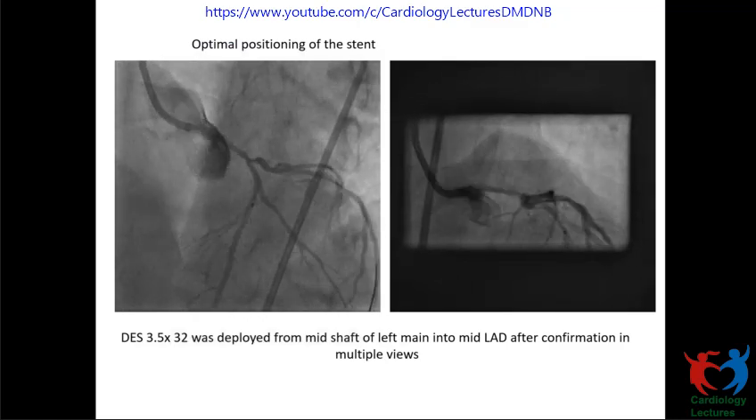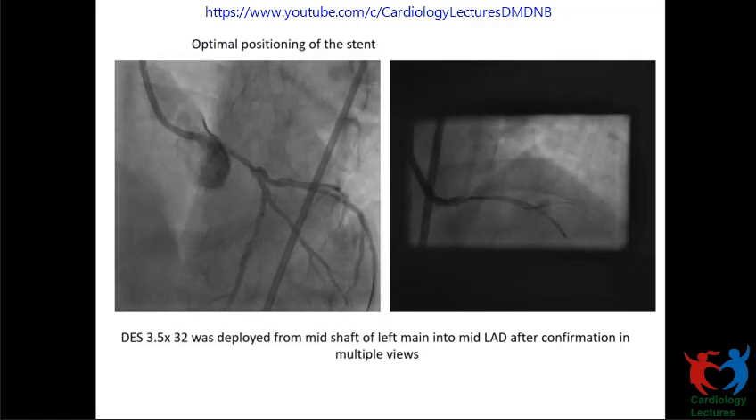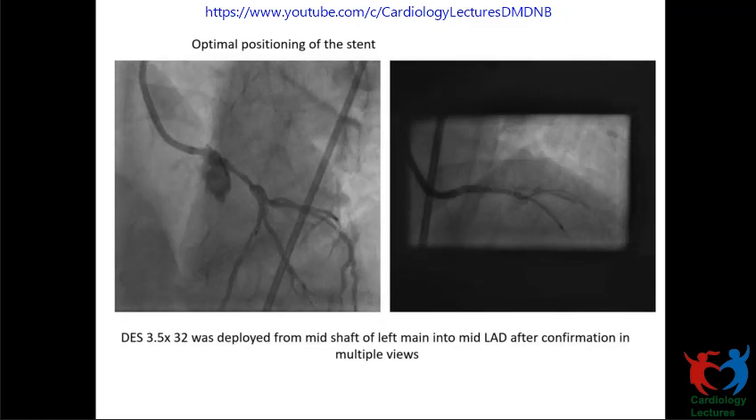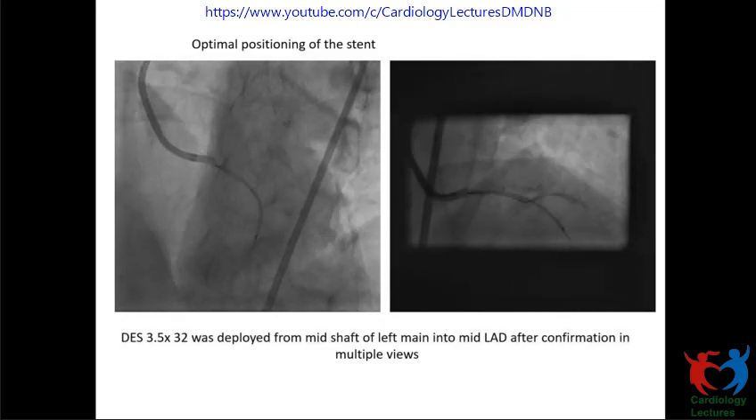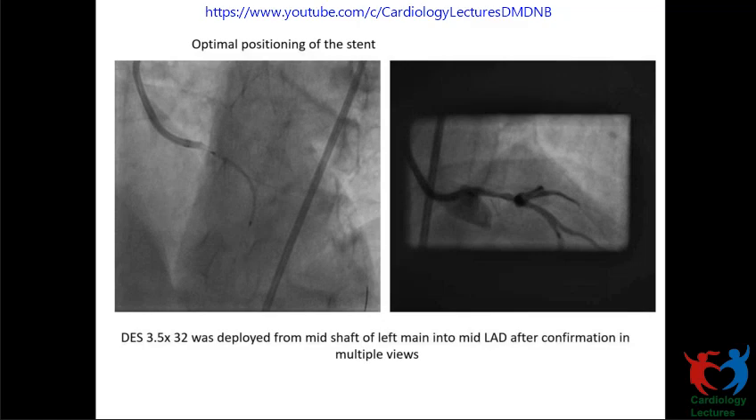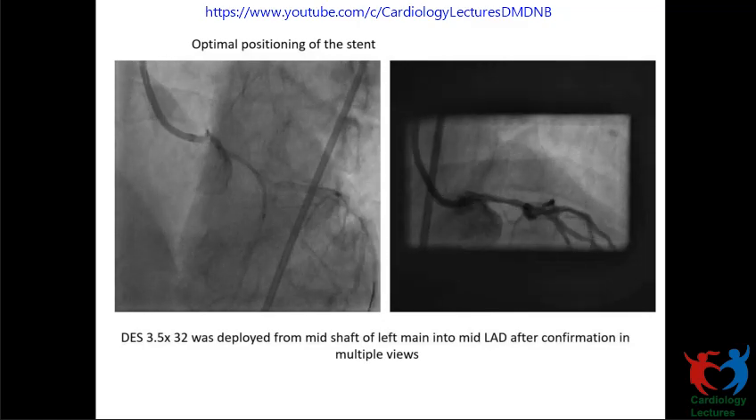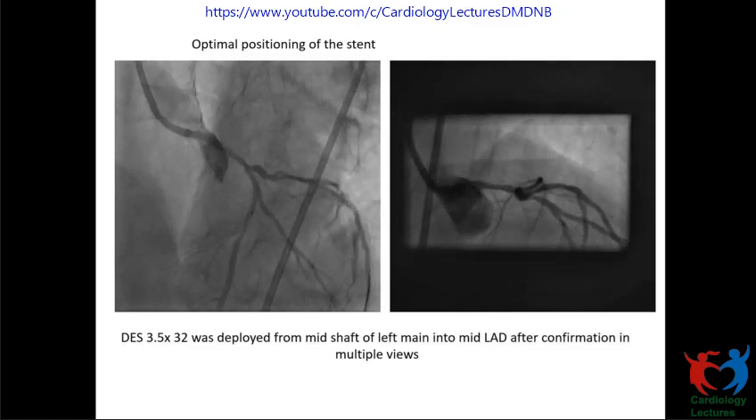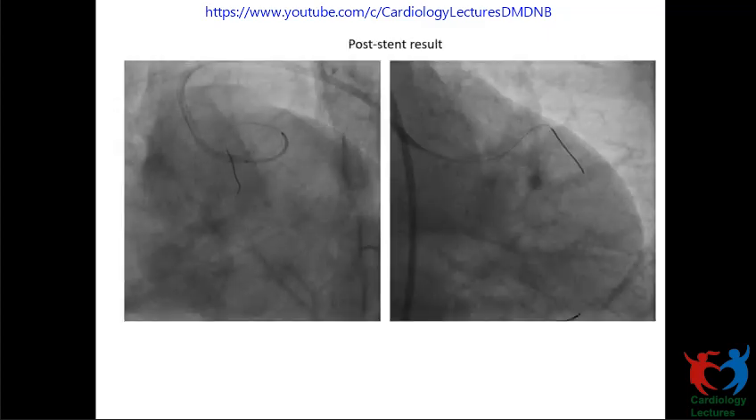So we didn't have to go for any pre-dilatation. We went for direct stenting, and a 3.5 by 32 mm stent was deployed from the mid shaft of the left main into the LAD after confirmation in multiple views. So these were the different views that were taken.